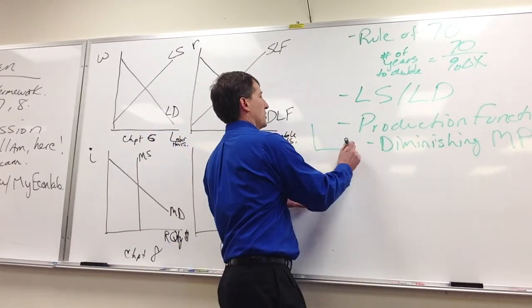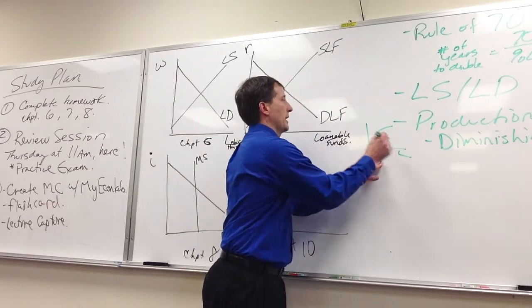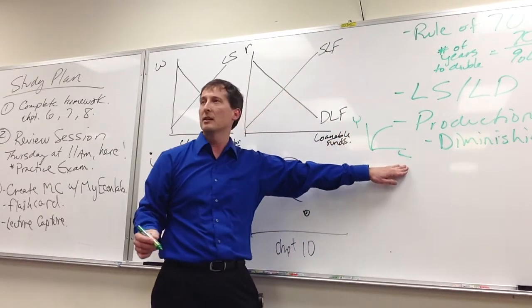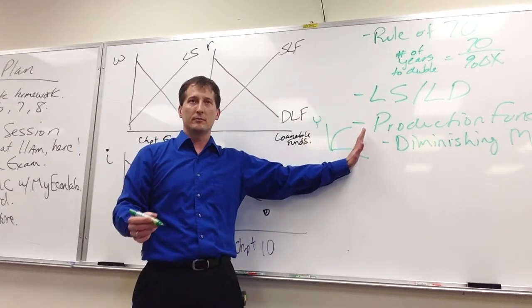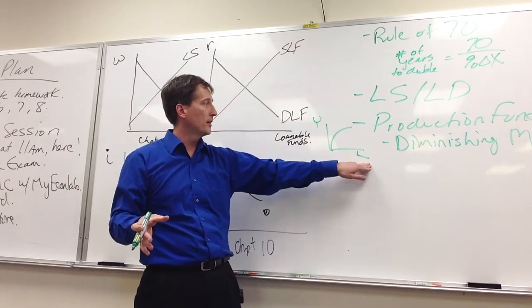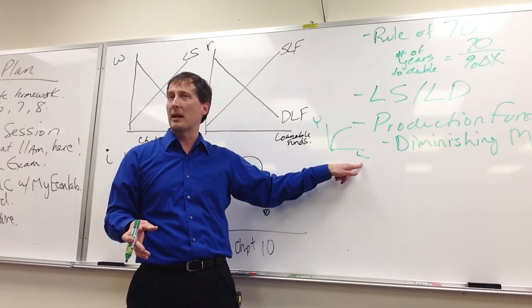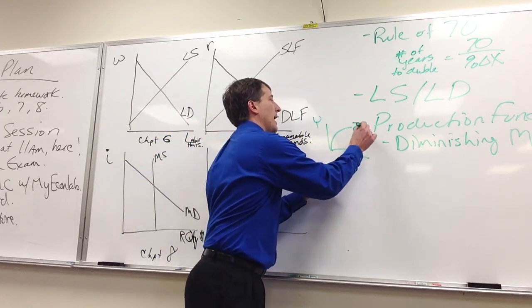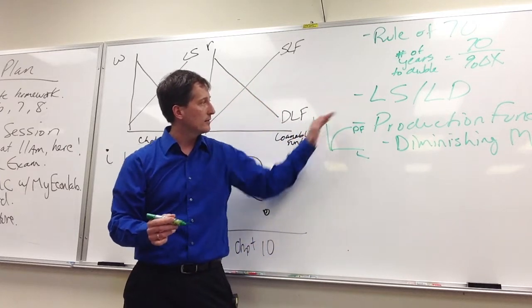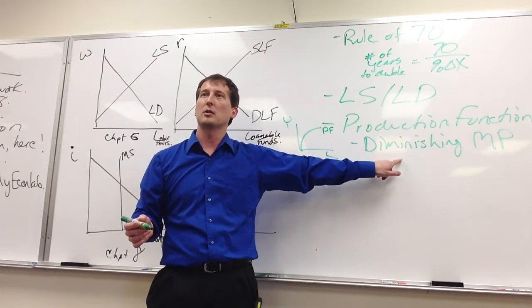The production function was that thing that looked like this. If we're measuring labor there and real GDP here, it's just saying that as we add more and more labor, holding capital fixed, the amount of stuff that each additional unit of labor makes falls. So it's increasing at a decreasing rate. The shape of that production function is exhibiting diminishing marginal product.